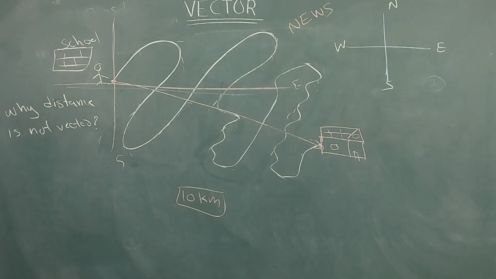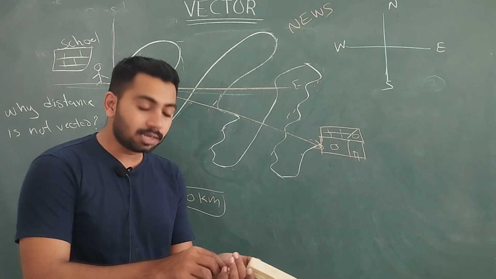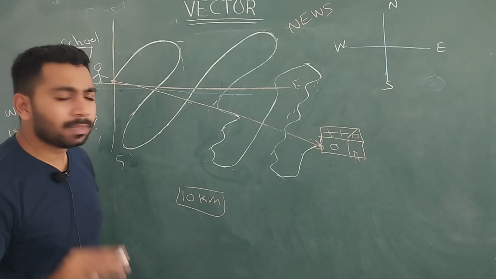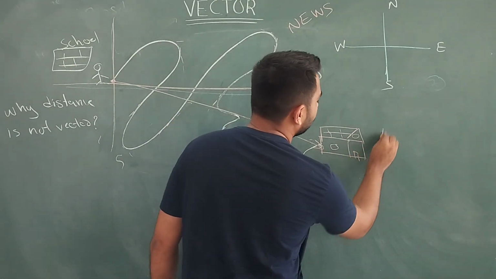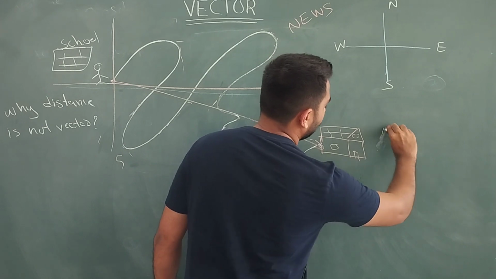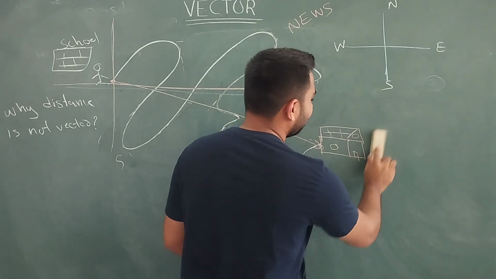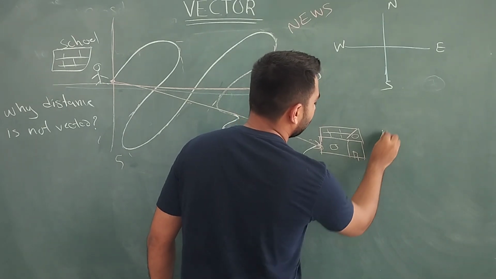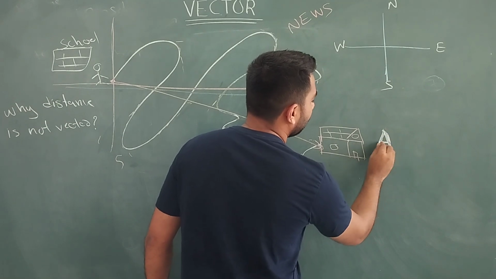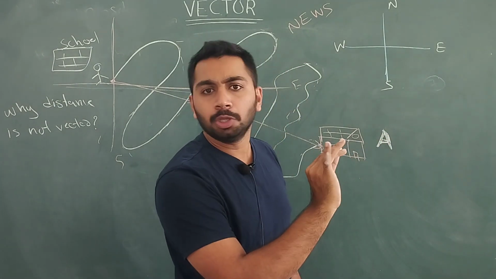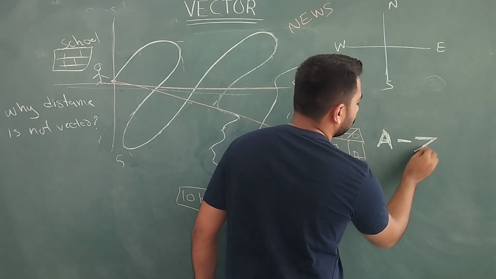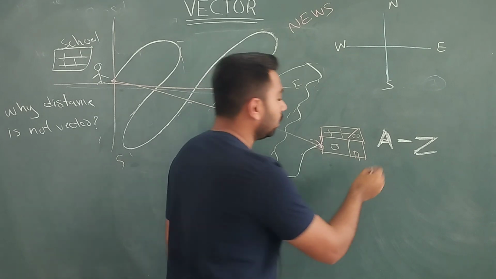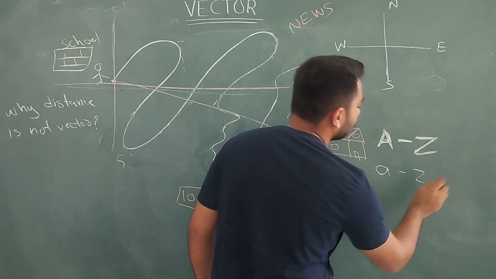It's up to you. And one more thing: in vectors, in your book or in any competitive exam, they will represent them by bold letters, like this, whatever A to Z, anything A to Z, and the magnitude they will represent by small letters.